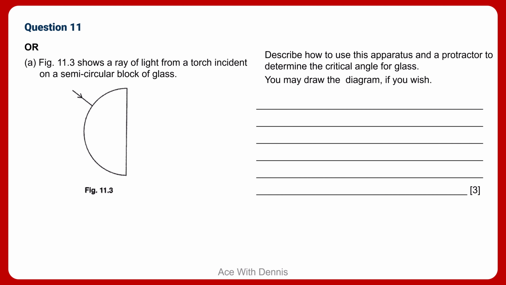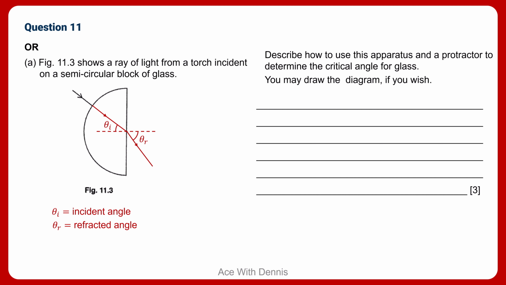3 marks. Okay, to answer this question, you need to briefly describe the experiment of determining the critical angle using the semicircular block of glass. From the diagram, this is how I want to draw. First, I will draw the incident ray, the normal, and the refracted ray. The angle between the incident ray and the normal I will label as theta I, which is the incident angle, and the angle between the normal and the refracted ray is theta R, which is the refracted angle.